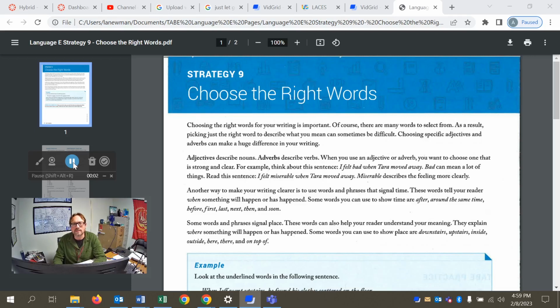All right, welcome back. We are on Strategy 9. We're cruising right along through the Tabe Language E book. Kind of like Strategy 8, this is not going to be a very long lesson. There's not a ton of content here.